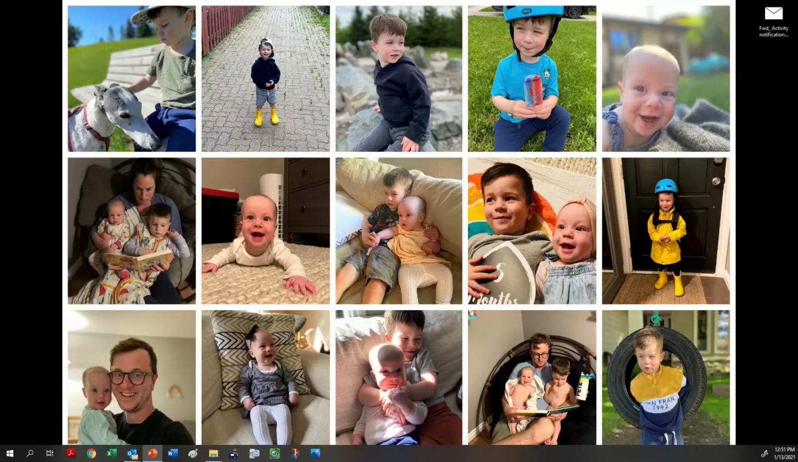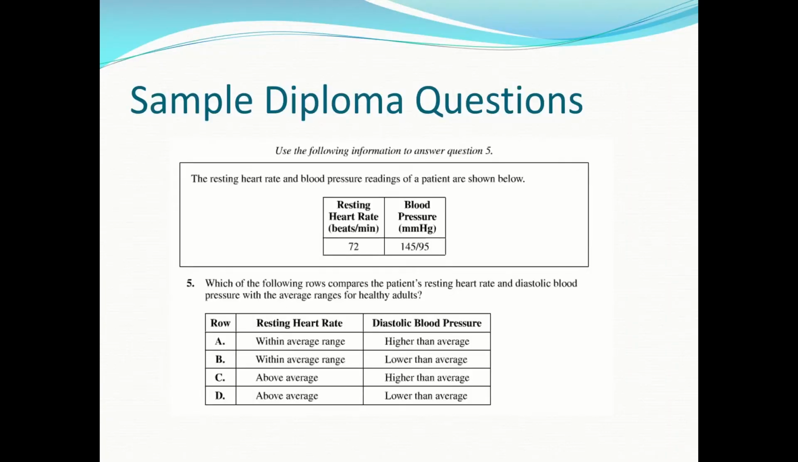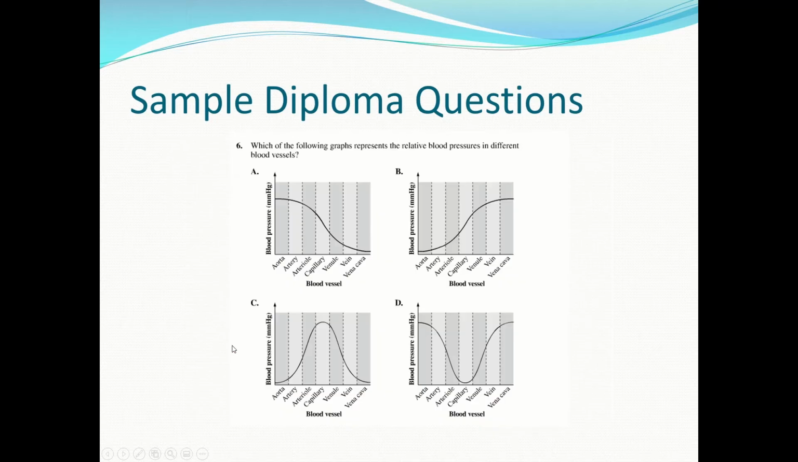And now let's do sample diploma questions. So the resting heart rate and blood pressure readings. Resting heart rate is right where it needs to be, 72 beats per minute. But 120 over 80 is a little bit higher than that. So the resting heart rate is within the average range, but the blood pressure is higher than average.